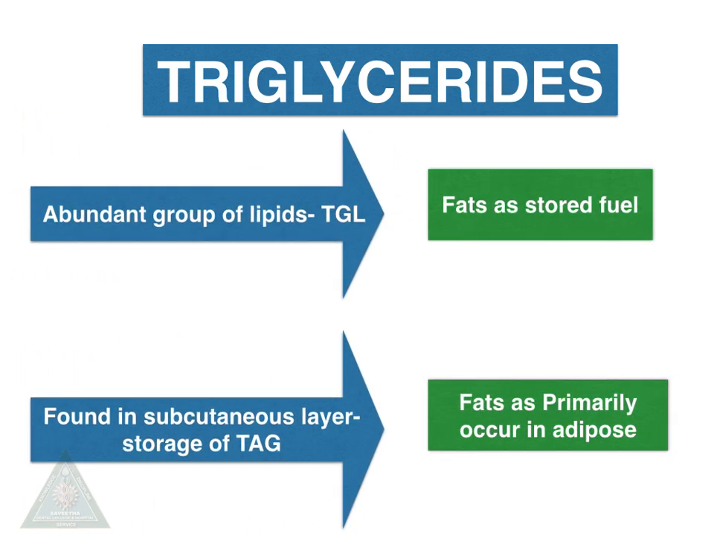Next we'll be seeing about the functions or the storage of fats. There are two functions. The first one is fats are used as stored fuels. As triglycerides are the most abundant group of lipids, they primarily function as fuel reservoirs. And the next one is fats primarily occur in adipose tissues. Adipocytes of adipose tissues are found commonly in the subcutaneous layer and abdominal cavity. They are specialized for storage of triacylglycerols.